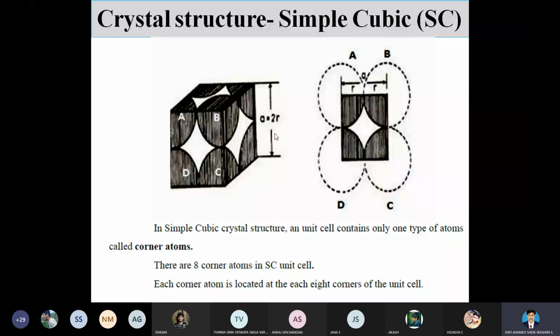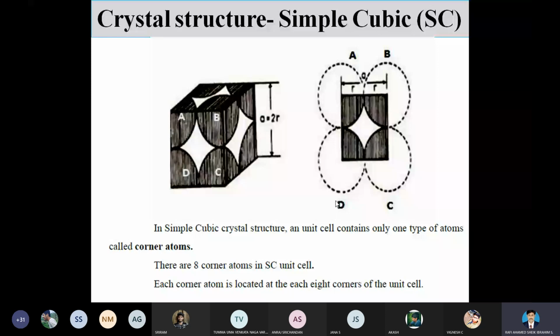The corner atoms are located at the 8 corners of the unit cell. So how do you have to present this? How do you have to write in the examination? Suppose the question is asked: find the parameters for the simple cubic structure, namely number of atoms per unit cell, coordination number, atomic radius, atomic packing factor. When you start writing about the simple cubic structure, first you have to start with this content.